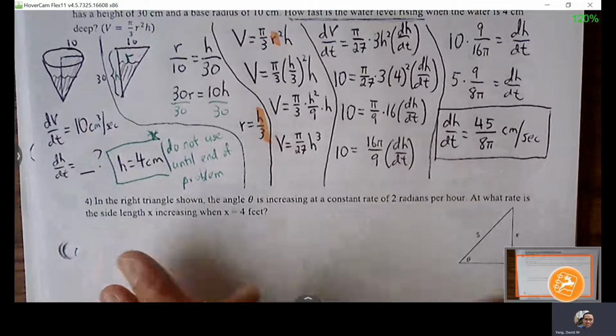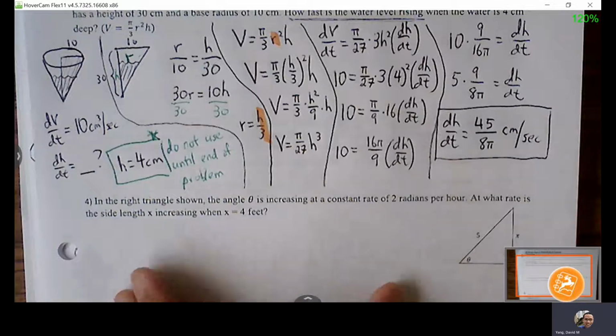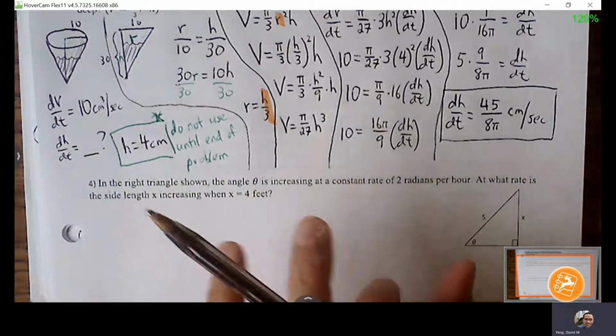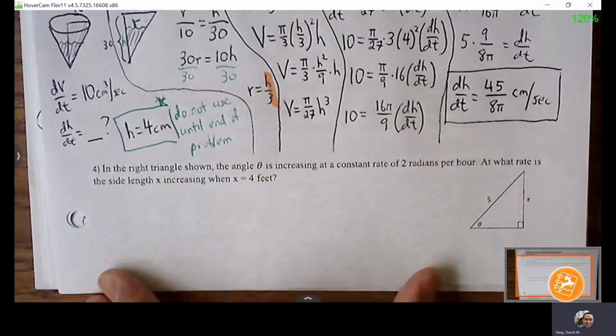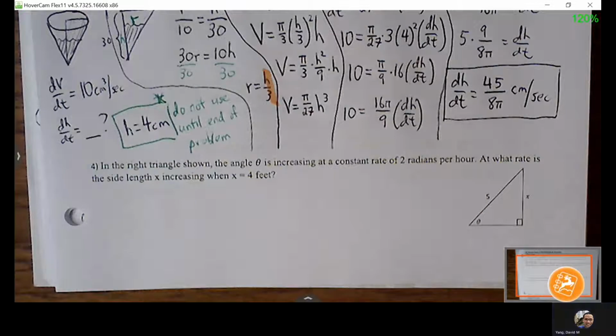All right, now towards the end of the semester, we also did a trig unit, and within the trig unit, we also did related rates. So I want to go through a specific trig problem, a related rates problem that involves trig here. So let's look at number 4. The right triangle shown, the angle theta is increasing at a constant rate of 2 radians per hour. At what rate is the side of length x increasing when x is 4 feet?